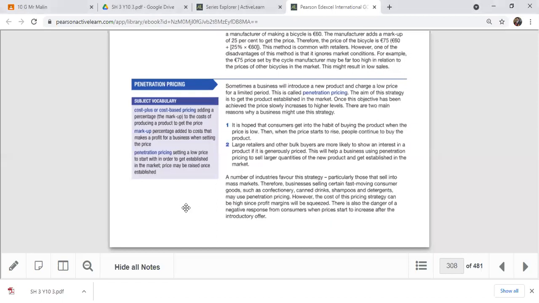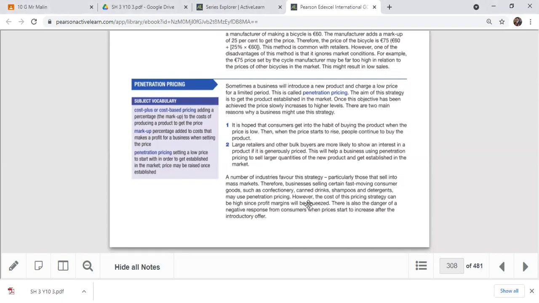A number of industries are in favor of this strategy because it's particularly suited to selling to a large mass market. Therefore, businesses selling fast-moving consumer goods, which we call FMCG, such as confectionery, canned drinks, shampoos, and detergents, may also use penetration pricing.